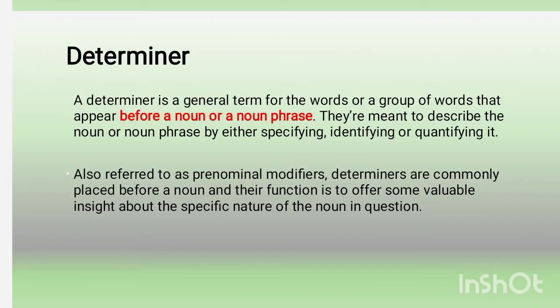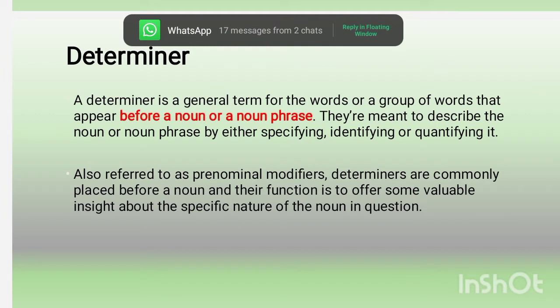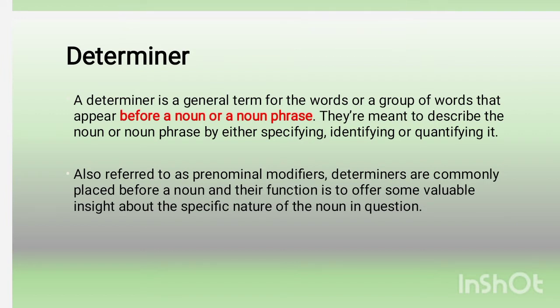Okay, now we come to the determiners. A determiner is a general term for the words or a group of words that appear before a noun or a noun phrase. They are meant to describe the noun or noun phrase by either specifying, identifying, or quantifying it. Determiners are also referred to as prenominal modifiers. Determiners are commonly placed before a noun, and their function is to offer some valuable insight about the specific nature of the noun in question.